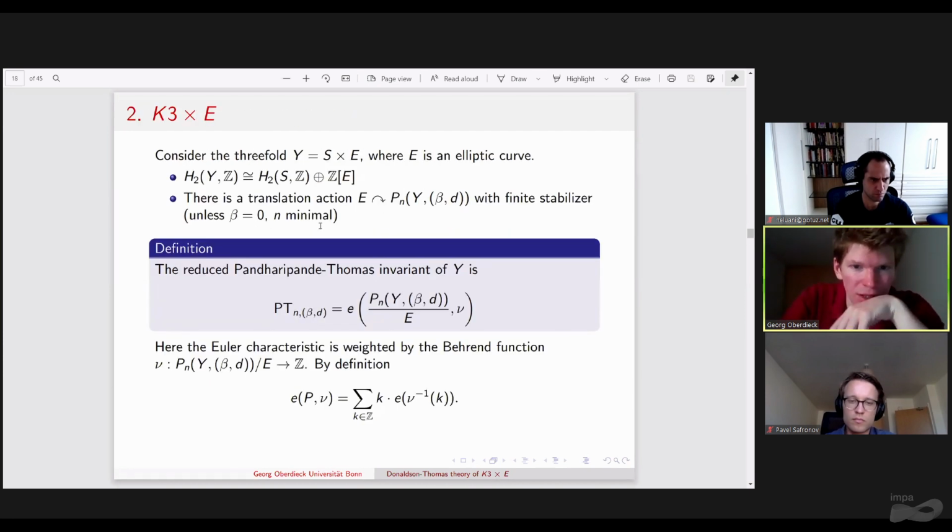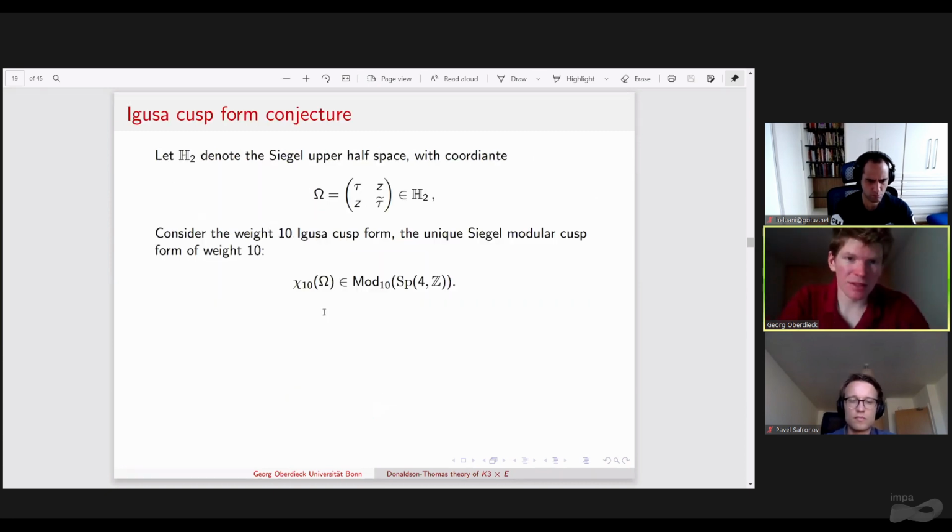And so now let me come to what we can say about these invariants. So this PT n beta d. The key figure here is this Igusa cusp form. For the K3 surface alone, the key player was this discriminant function delta of tau, which is the cusp form of the lowest weight. And here, similarly, you look at a cusp form, but for modular forms of genus 2. So you look at the Siegel upper half space, at the standard coordinates, and there is this unique Siegel modular cusp form of weight 10. In fact, the minimum weight is this beautiful Igusa cusp form.